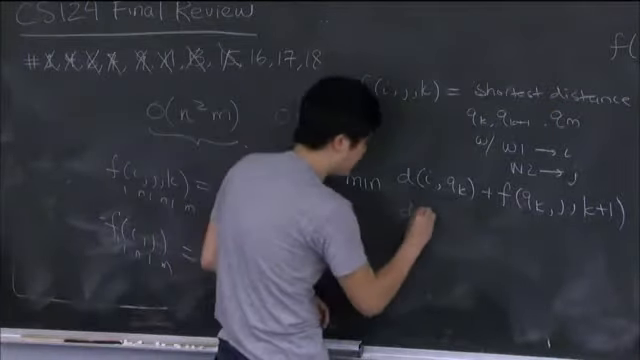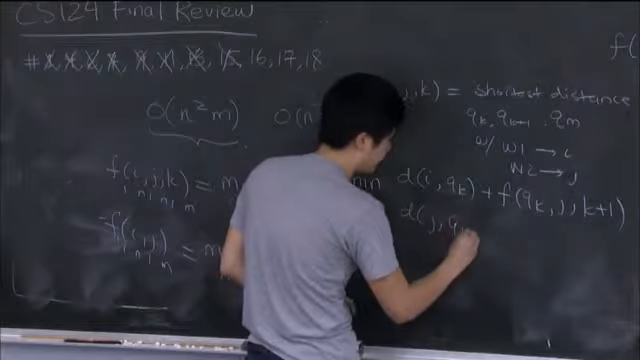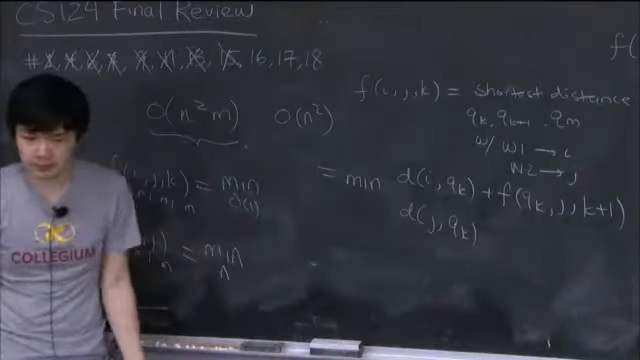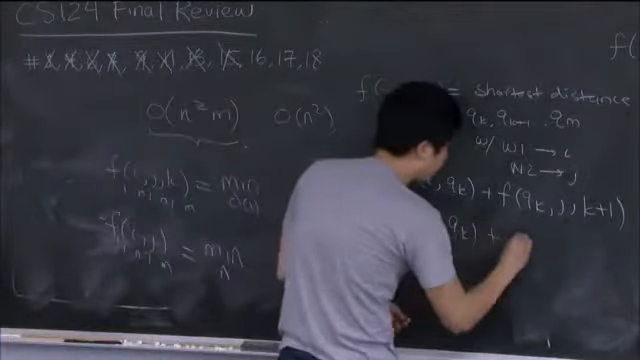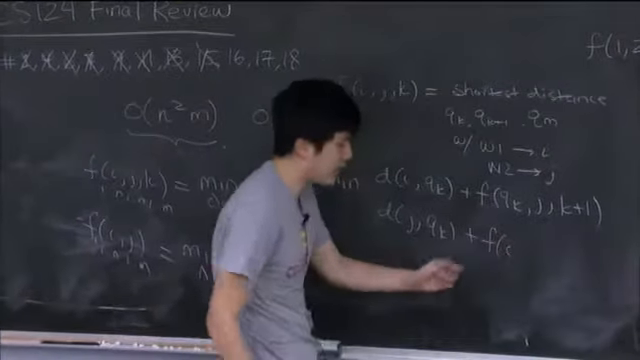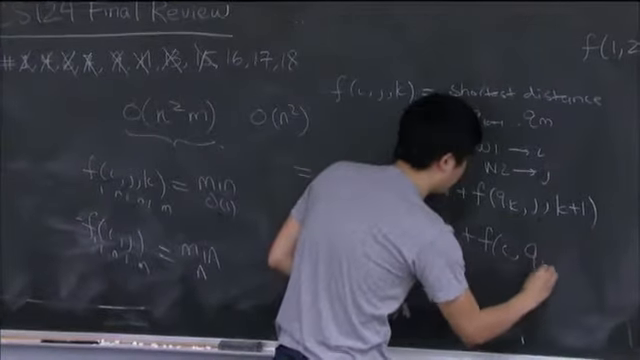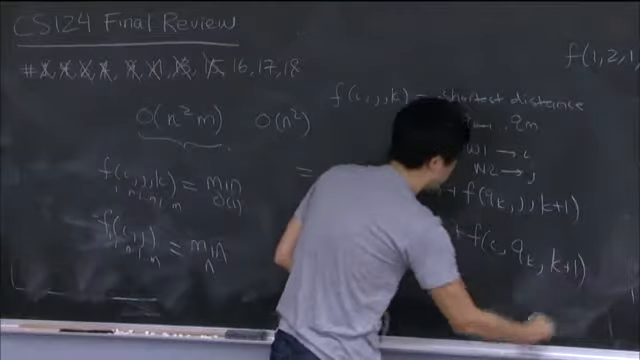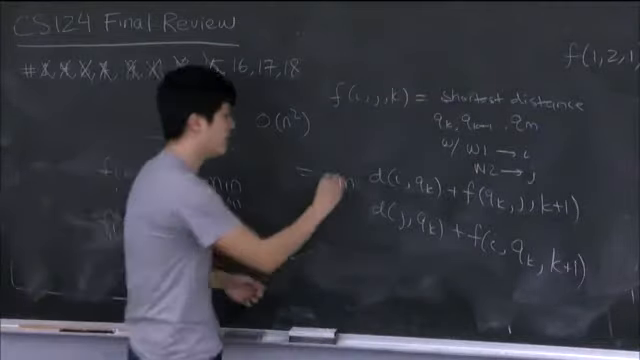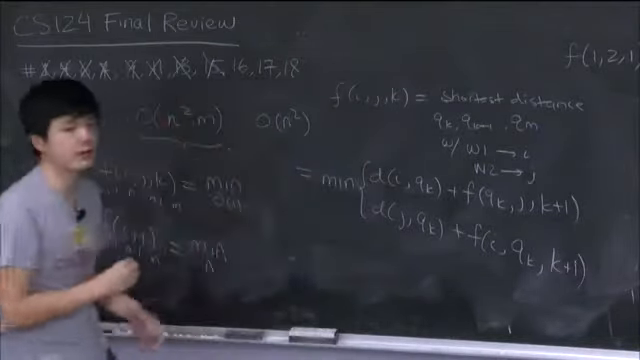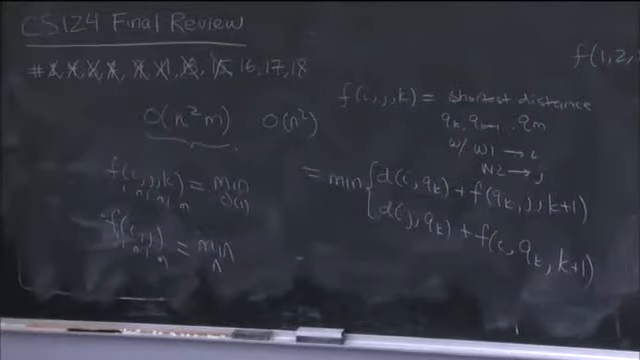Second option is maybe I'll move waiter 2 to this table. So it's d of j, qk. And then the second part would be f of i, qk, k plus 1: waiter 1 is still at i, waiter 2 is now at qk, and I'm looking at the remaining k plus 1 queries. So the final answer is just the minimum of these two things. Does that make sense? Any questions about this?